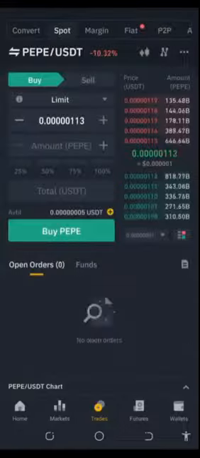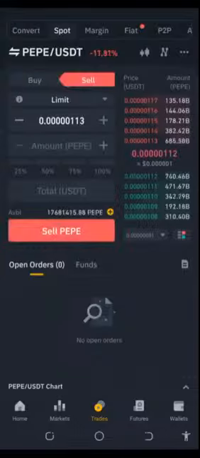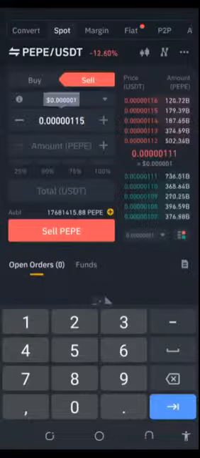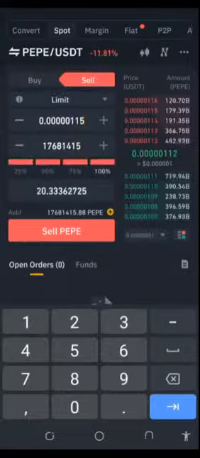As you can see, it has already bought. The next thing is for us to quickly set our sell limit. Don't forget that what we set as our buy limit was 113. So now for our sell limit, we're going to take it to 115. To do this, we just have to pick up 100%.